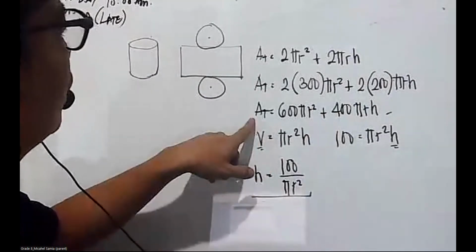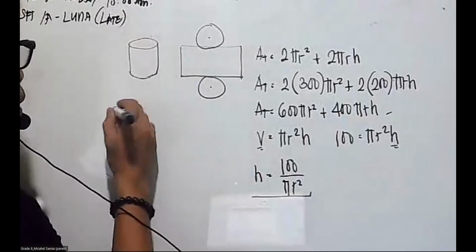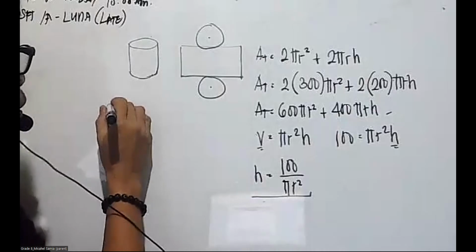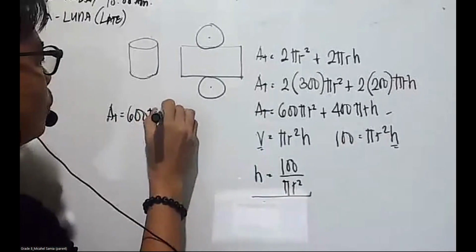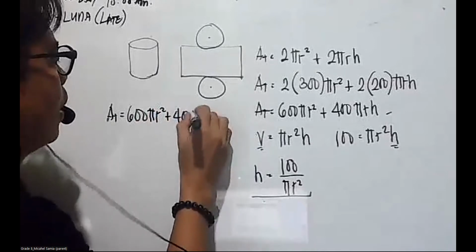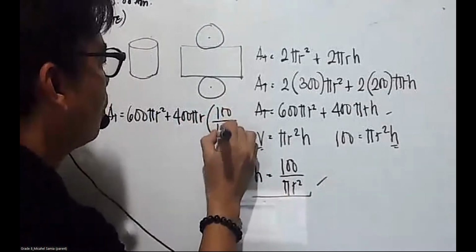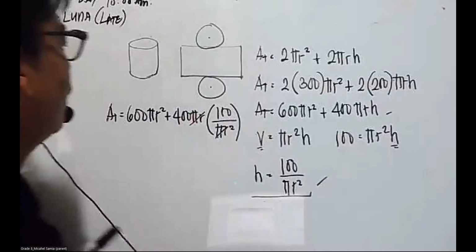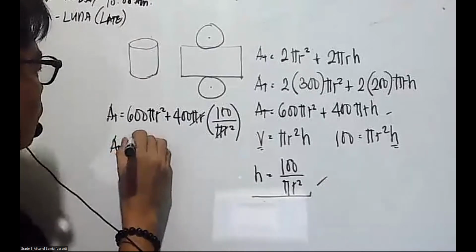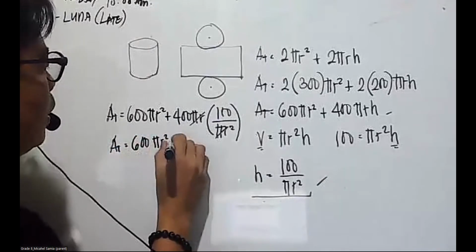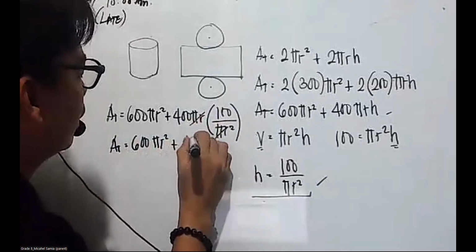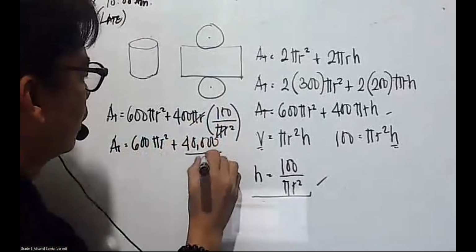Now, solving it using the first equation for the total cost. Hopefully you can still see it here. Yes, still okay. So the cost is equal to 600 pi r squared plus 400 pi r multiplied by the height, which is 100 all over pi r squared. Simplifying it, cancel this one. So the cost now is equal to 600 pi r squared plus 40,000 all over r.